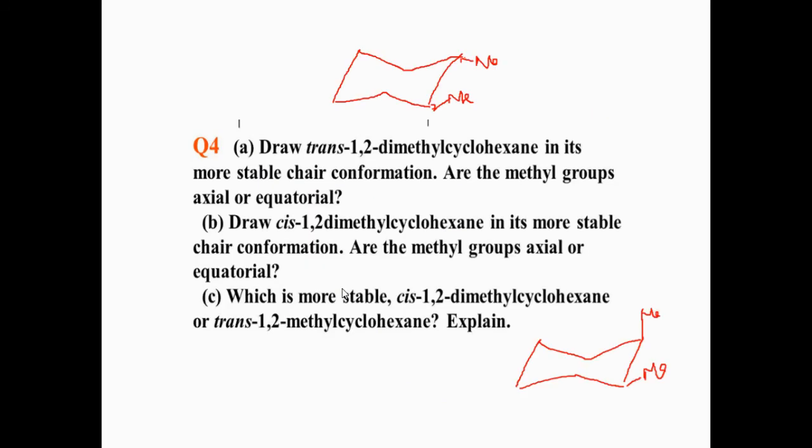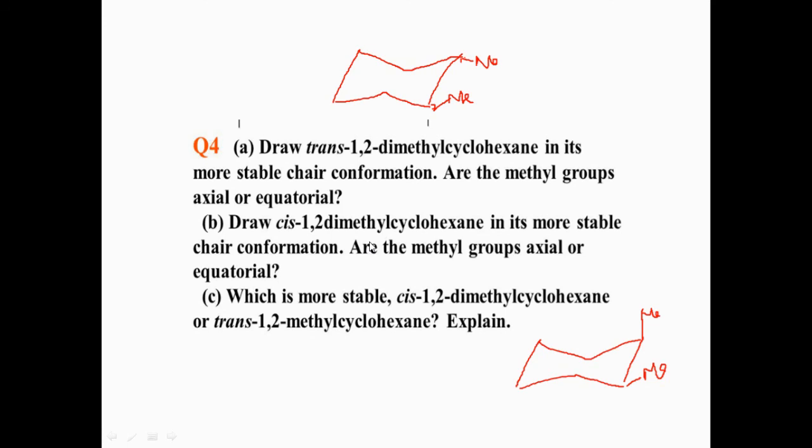Next, draw trans 1,2-dimethylcyclohexane in its most stable chair conformation. Are the methyl groups axial or equatorial? This is a cyclohexane chair form. In the case of 1,2-disubstituted cyclohexane, trans means equatorial-equatorial. Both substituents, the methyl groups, are placed on the equatorial position, then it is a trans form. So both are at the equatorial position.